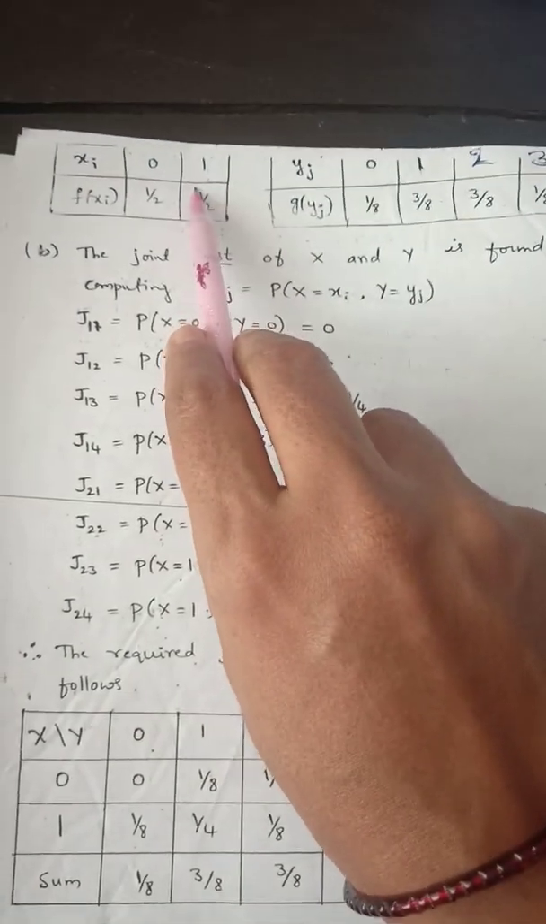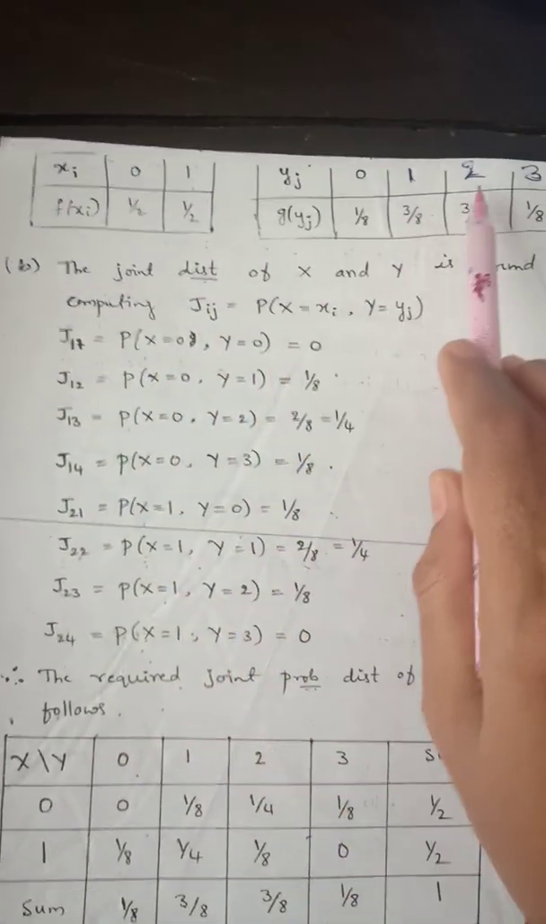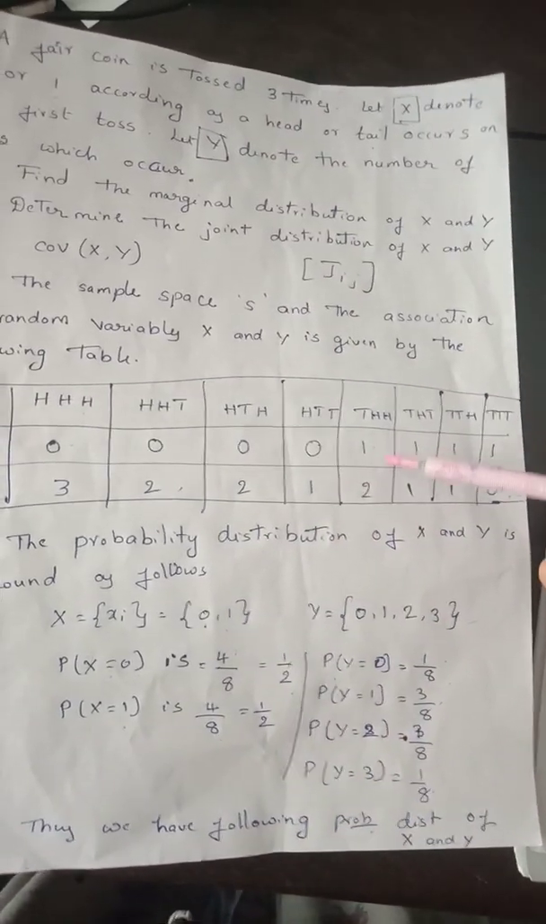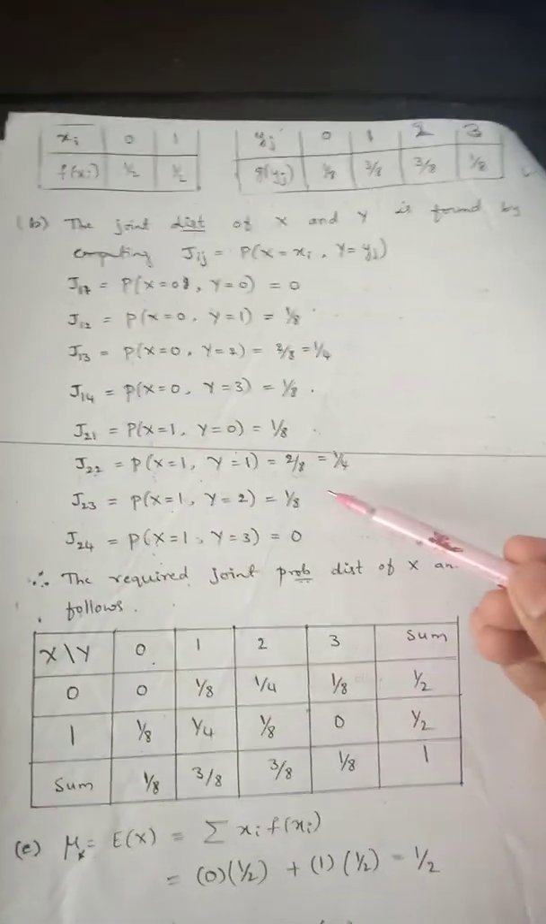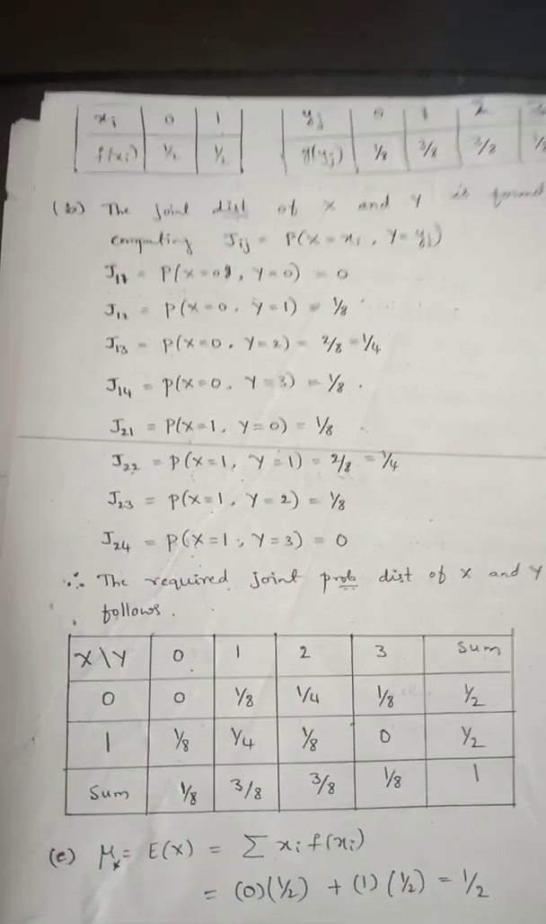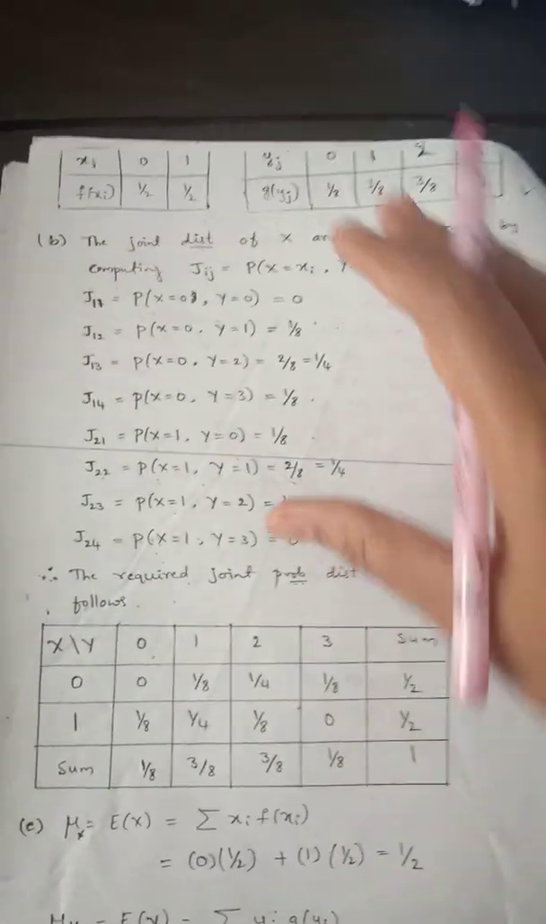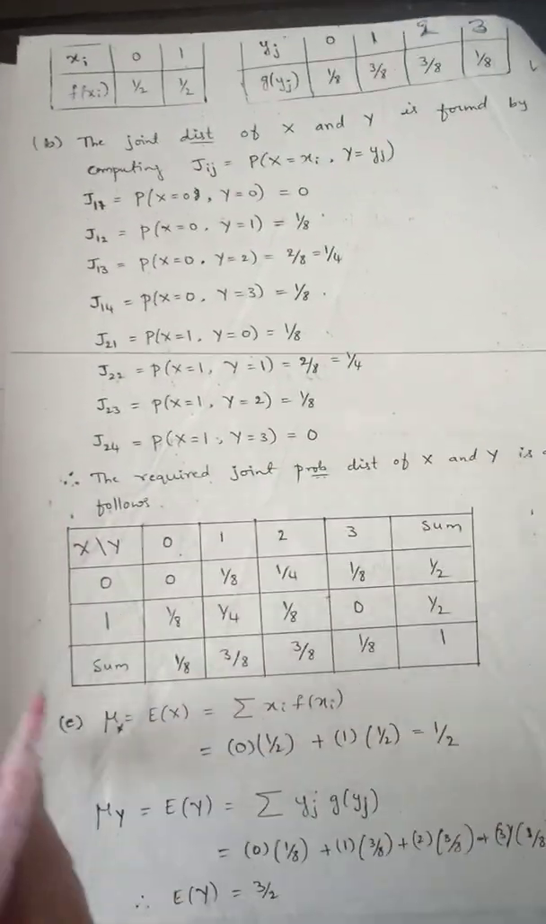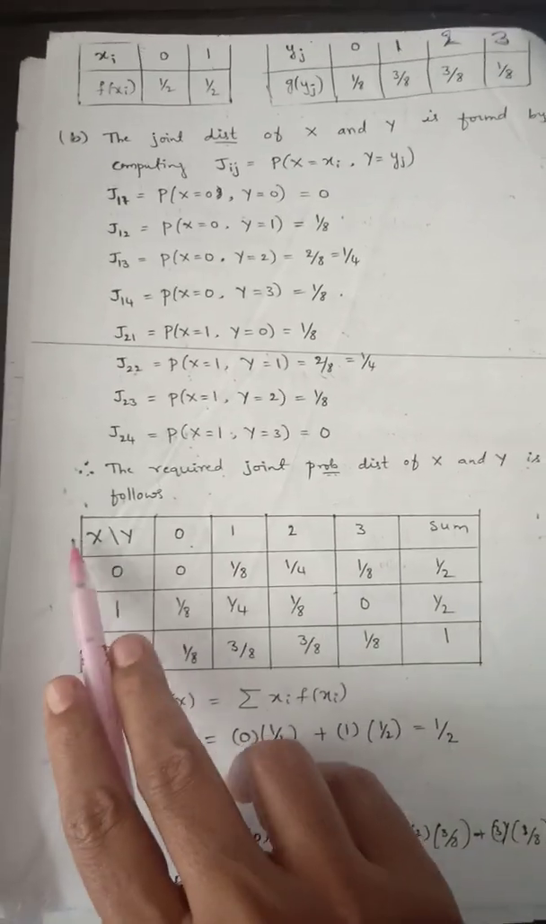Here we have to consider x value 1 and y value 2. So x is 1, y is 2 is again one case, that is 1 by 8. Again x is equal to 1 and y is equal to 3. There is no case like that. Therefore, it is 0.